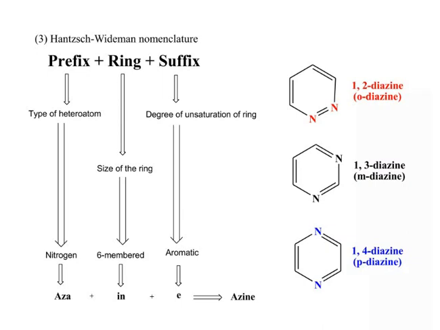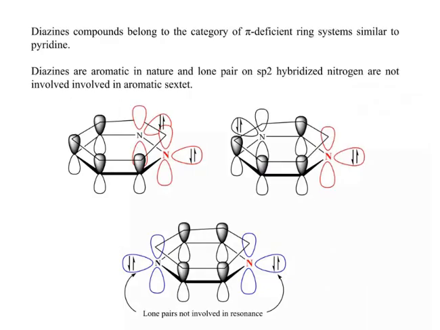So nomenclature becomes azine. Since there are 2 nitrogens, we call it 1,2-diazine, orthodiazine, 1,3-diazine, metadiazine, 1,4-diazine and paradiazine. Now diazene compounds belong to the category of pi deficient ring systems, similar to pyridine. You know, my friend, diazenes are aromatic in nature. A lone pair on sp2 hybridized nitrogen is not involved in the aromatic sextet. You can see in this orbital diagram, the lone pair is not involved in the resonance.